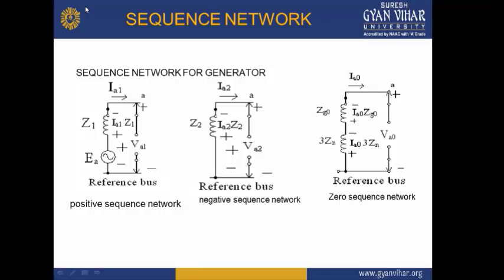I think this is clear now. Similarly, for the sequence network for the generator, for the negative sequence and the zero sequence networks, the generated EMF will not be considered. Only the negative components, impedances, voltages and currents will be included in the network for the negative and zero sequence network. We will not include the generated EMF, also called the induced EMF, in the negative sequence networks and the zero sequence networks.